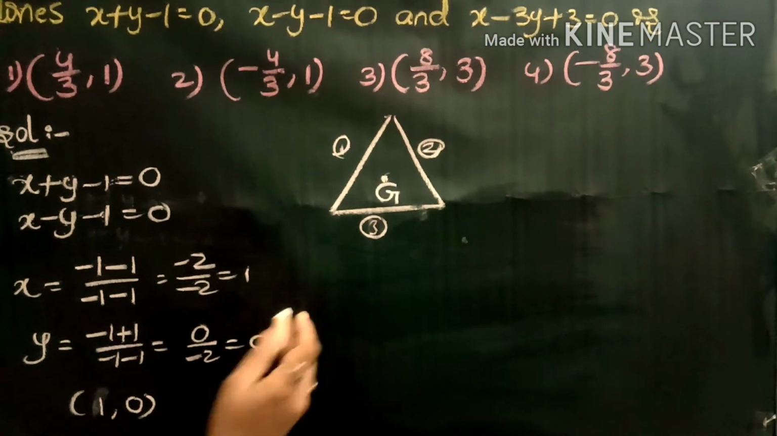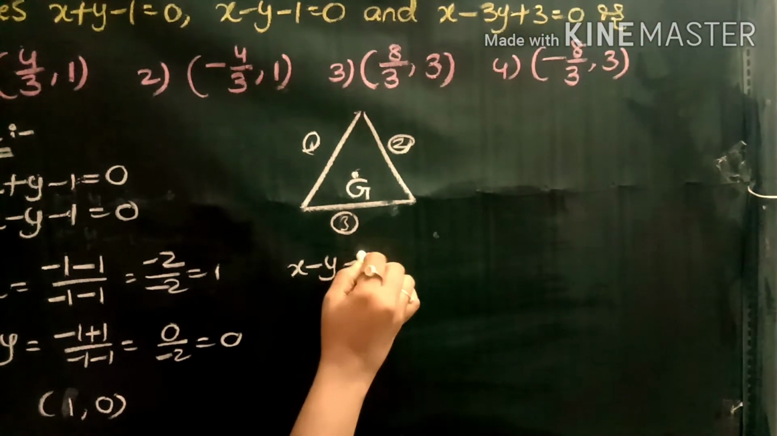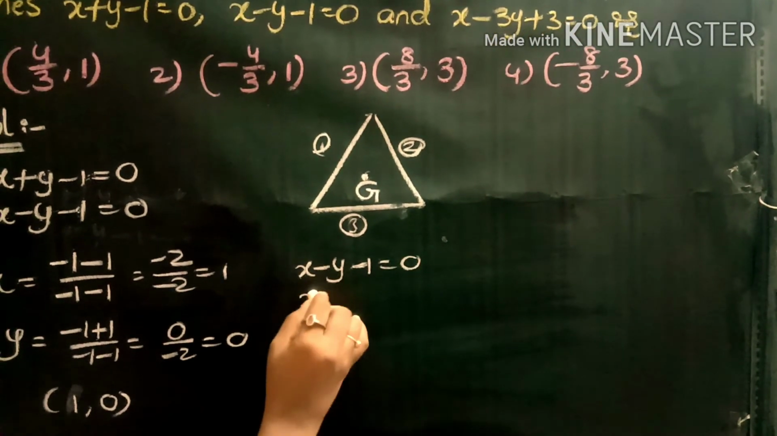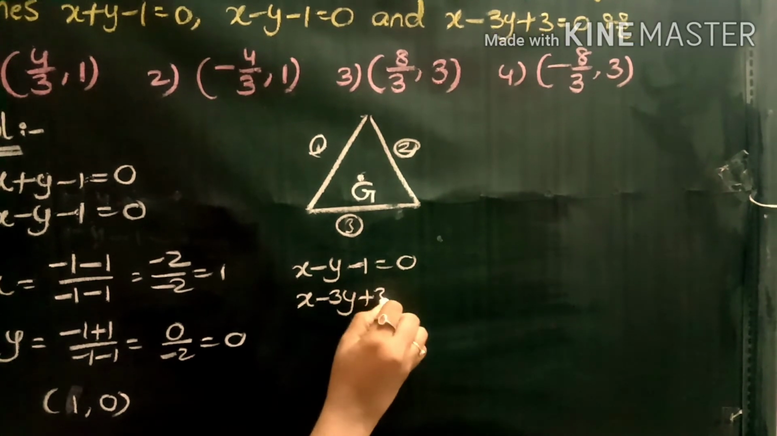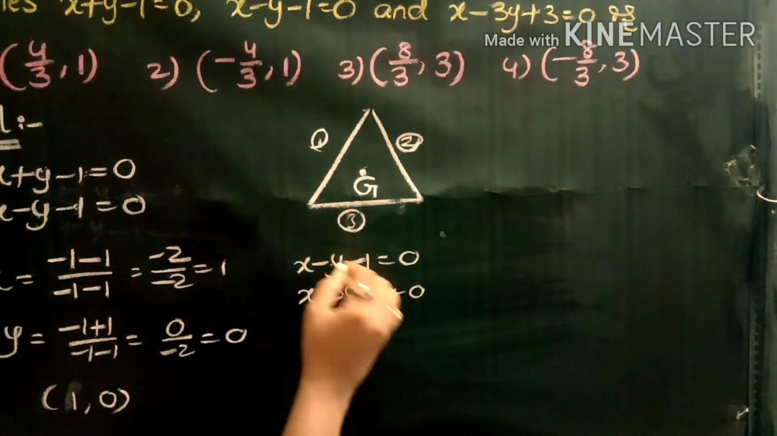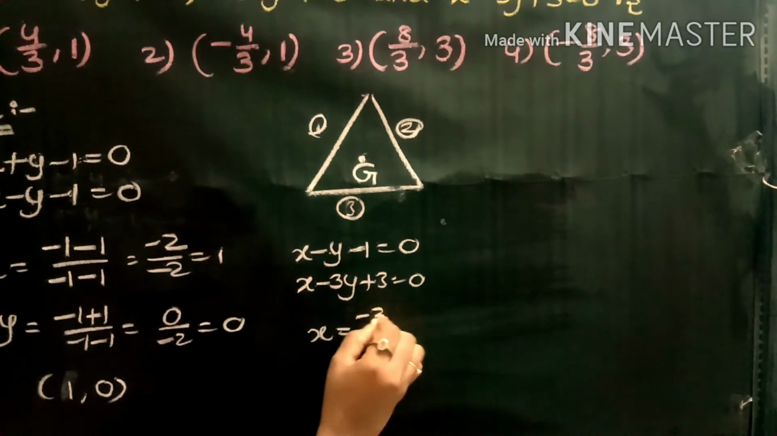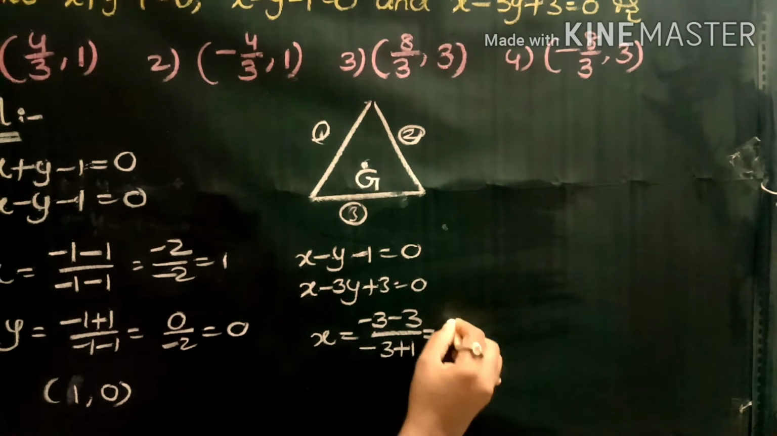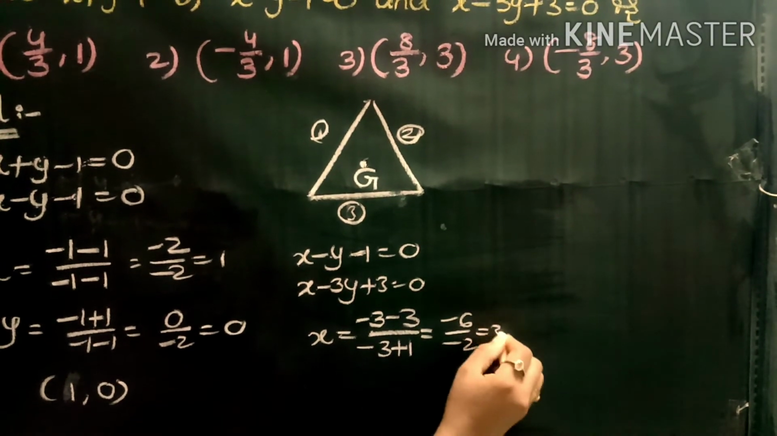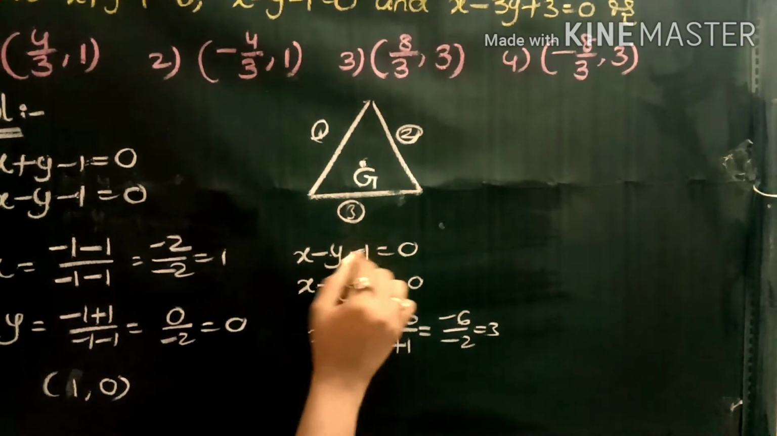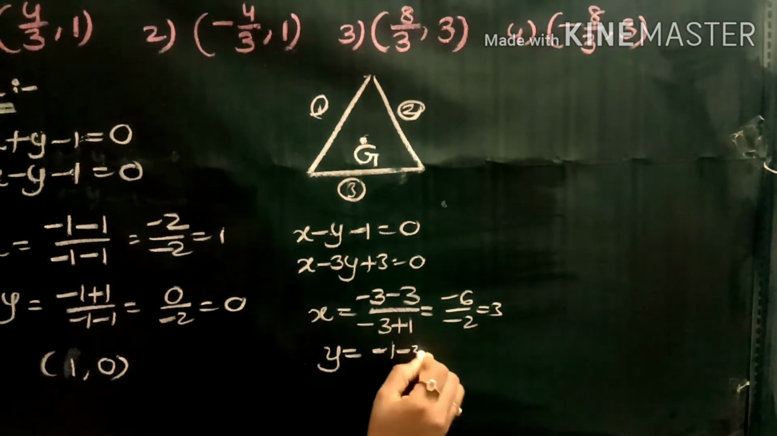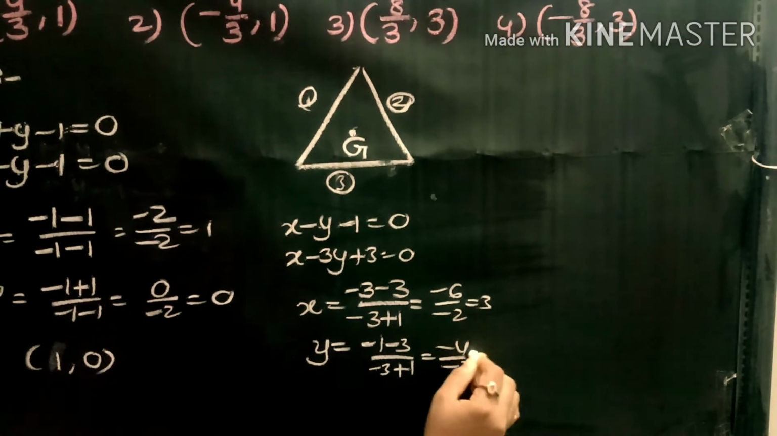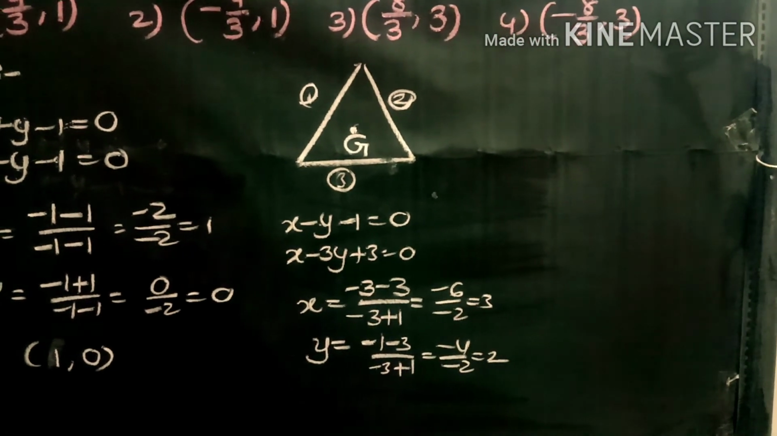Now coming to the second point of intersection, the second line and third line: x minus y minus 1 equal to 0, and the third line x minus 3y plus 3 equal to 0. So the value of x is equal to (b1 c2 minus b2 c1), that is minus 3, by (a1 b2 minus a2 b1), minus 3 plus 1, which is minus 6 by minus 2 equal to 3. And the y value is (c1 a2 minus c2 a1), minus 1 minus 3, by (a1 b2 minus a2 b1), minus 3 plus 1, minus 4 by minus 2 is equal to 2. So the second point is (3, 2).